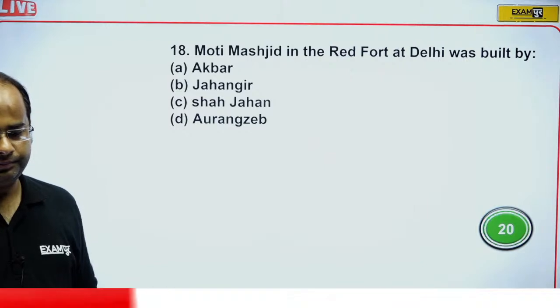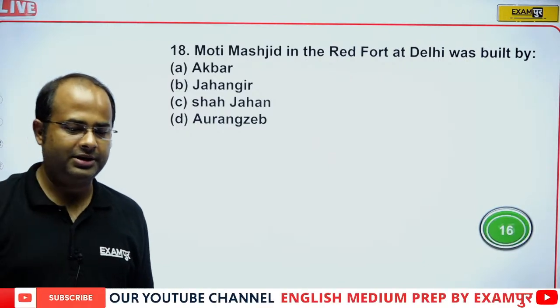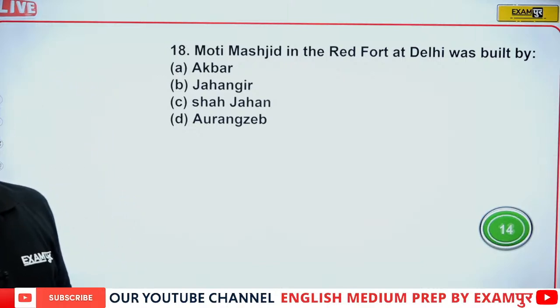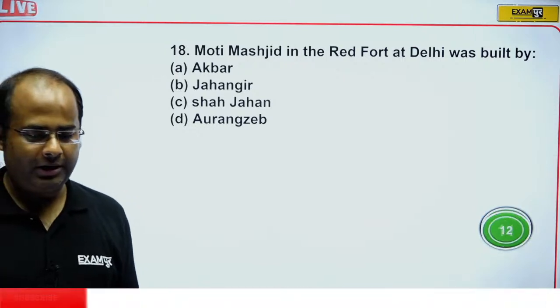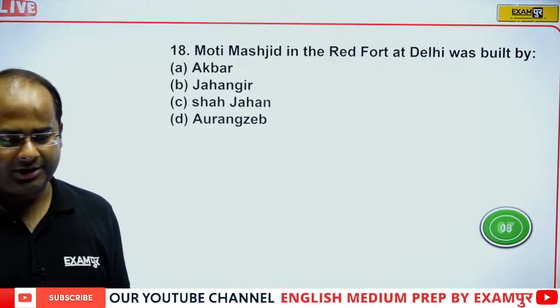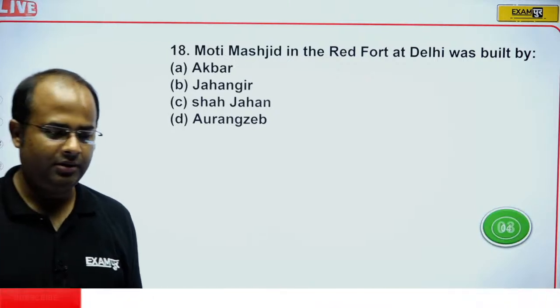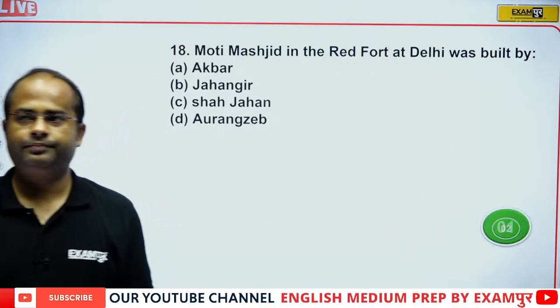Now, come to a very easy question: the Moti Masjid that is in Red Fort at Delhi was built by whom? Is it Akbar, Jahangir, Shah Jahan or Aurangzeb? Who built this Moti Masjid in Red Fort, Delhi?